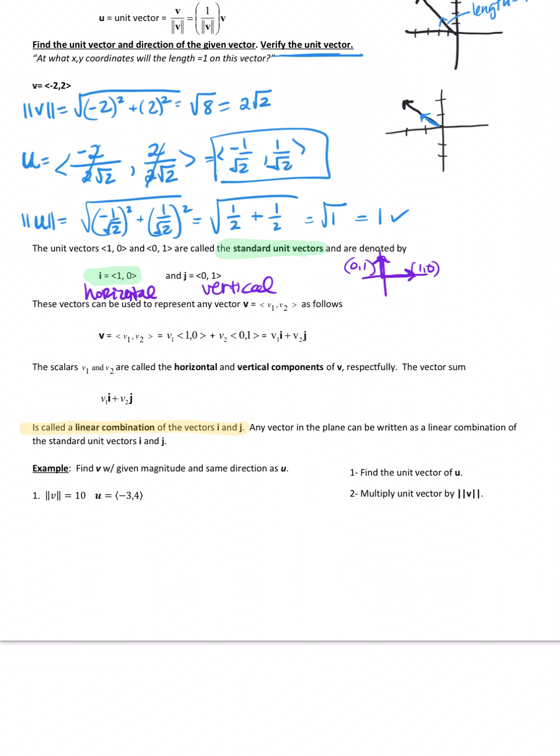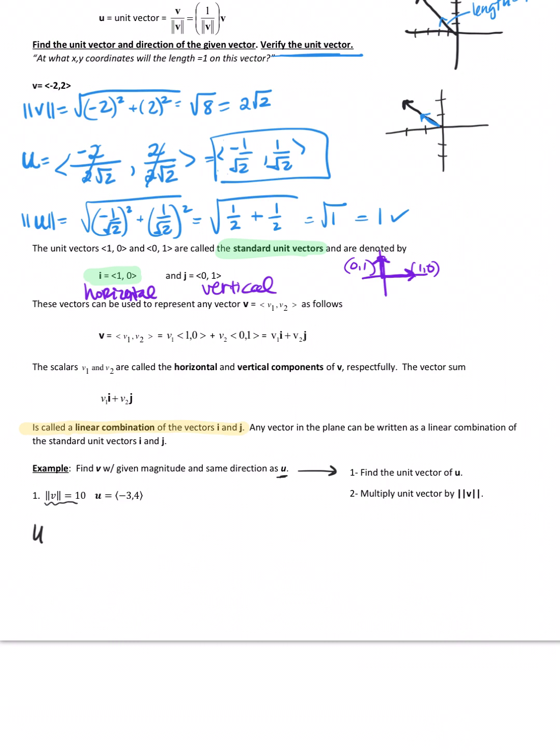So now here's an example question. Find v with the given magnitude and the same direction as u. So I need to find some things about the unit vector. I need to find the unit vector of u, and then multiply that unit vector by the magnitude of v. Here's the magnitude of v, so that's going to become my scalar. But I need to find the unit vector of u first.